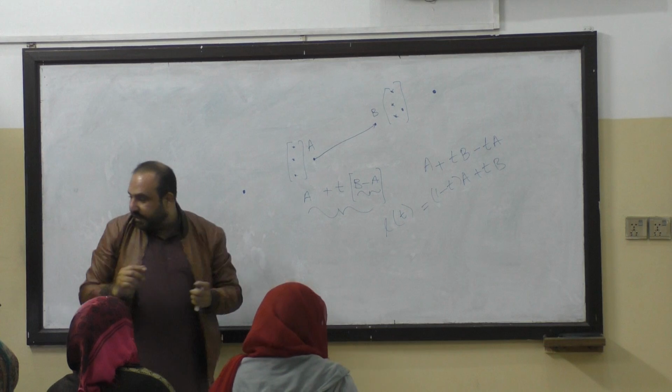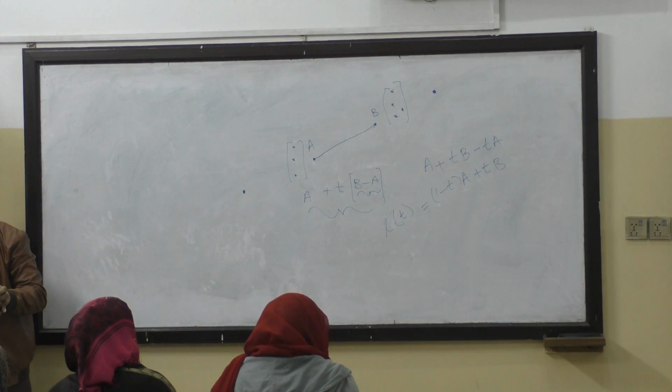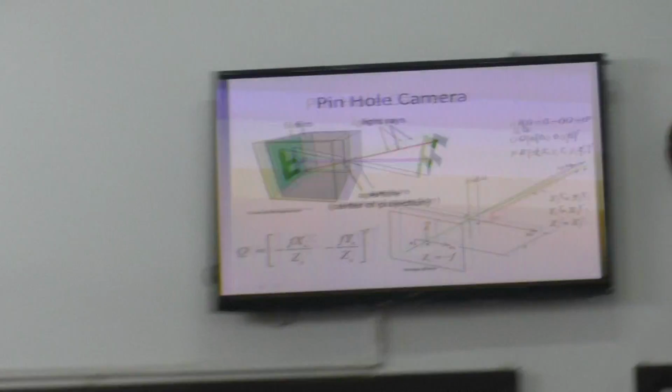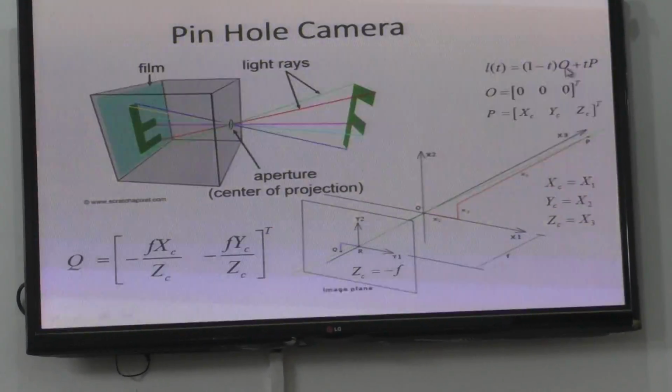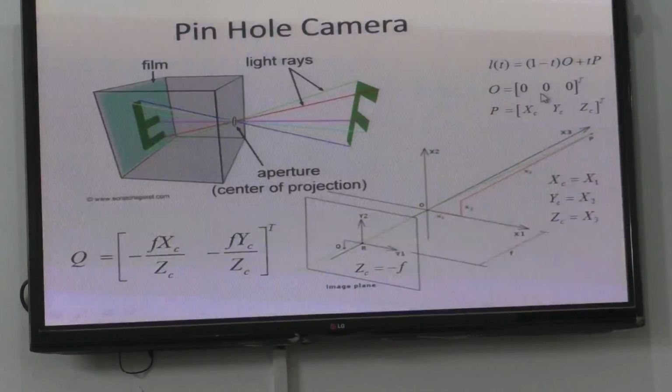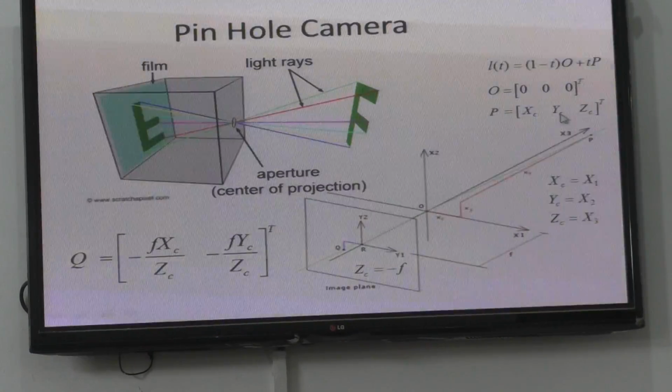So the equation of the line is the following. Is that okay? This is the equation of the line, defined by point O and point P, where O is 0, 0, 0, and P is x, y, and z.